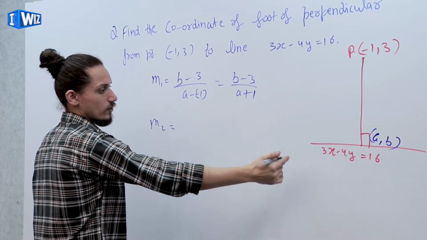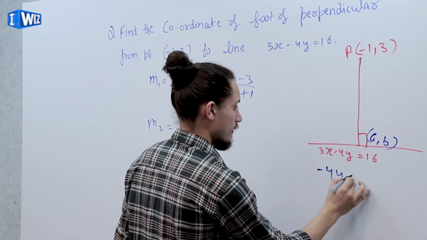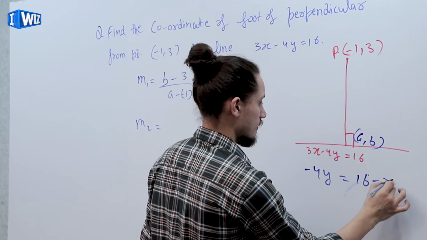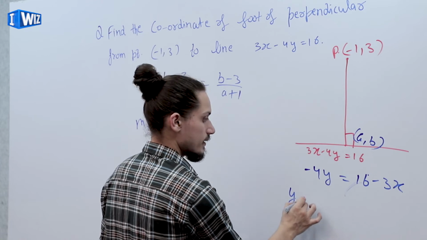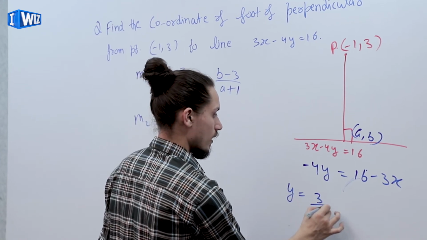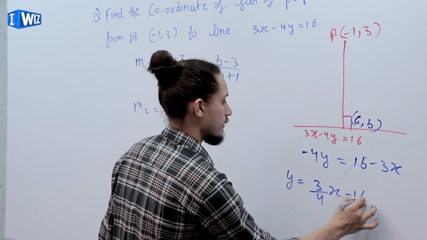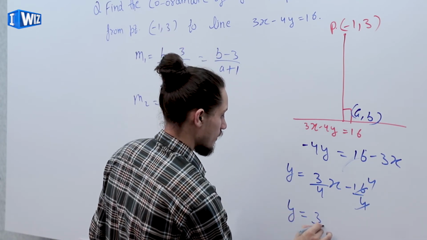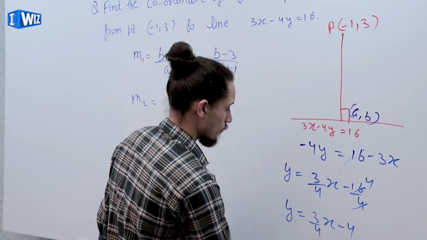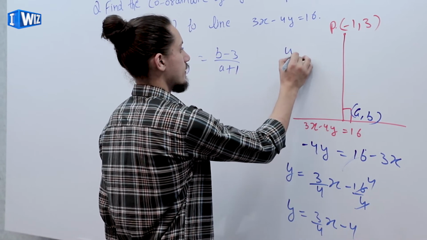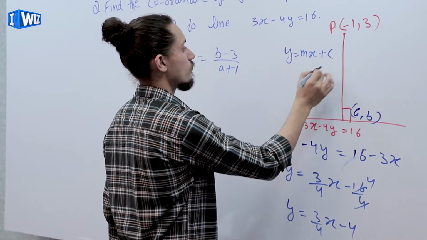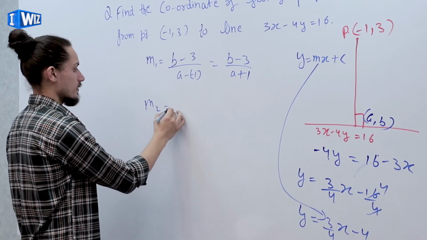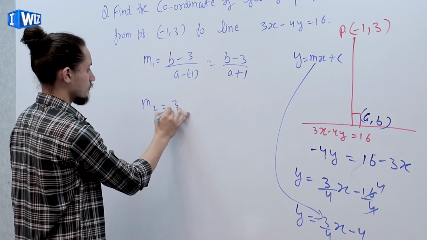चलिए पहले इस line को solve करते हैं. We get minus 4y is equal to 16 minus 3x, and y is equal to (3 upon 4)x minus 16 upon 4. So y is equal to (3 upon 4)x minus 4. ये किस form में है? y is equal to mx plus c की form में. तो slope क्या गया हमारे पास? 3 upon 4. तो second slope है हमारे पास इस line की 3 upon 4.